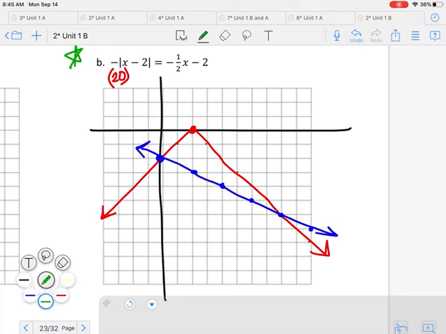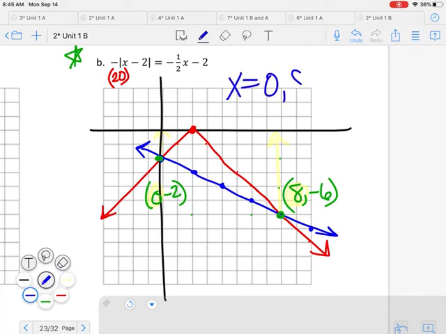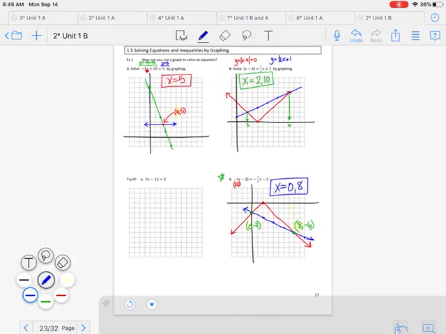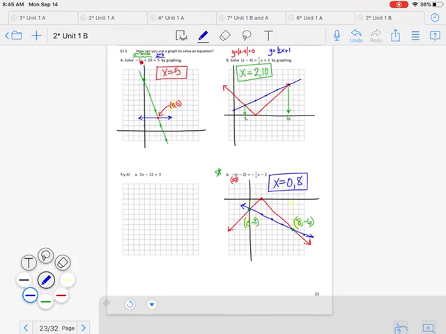All right, and this point here on the left is 0, negative 2. This point here on the right is over 1, 2, 3, 4, 5, 6, 7, 8, and then down 2, 4, 6, 8, negative 6. Again, it's our x values that we want. So 0 and positive 8. x equals 0, 8. And that is it for 1.5.